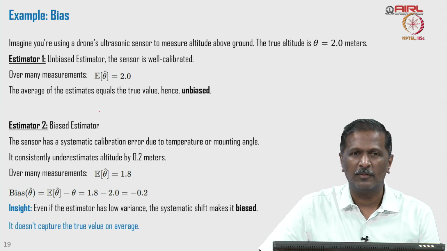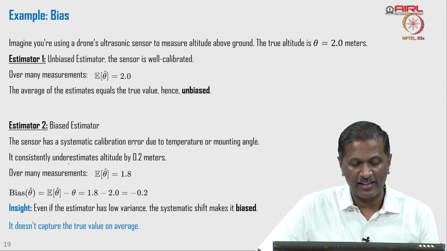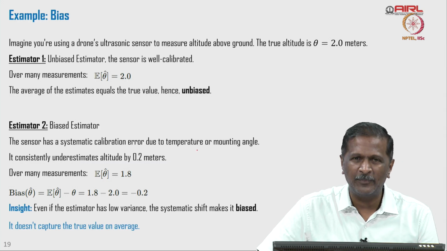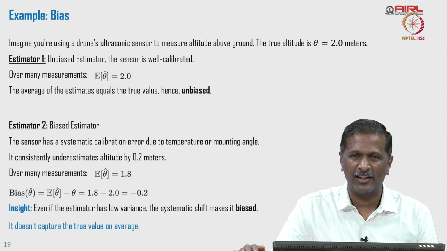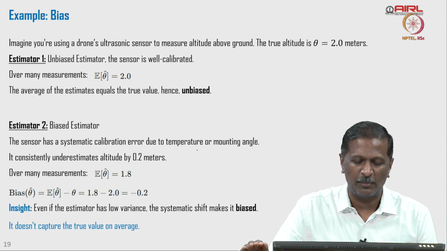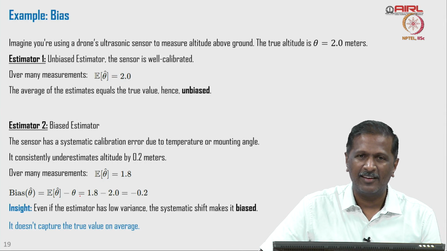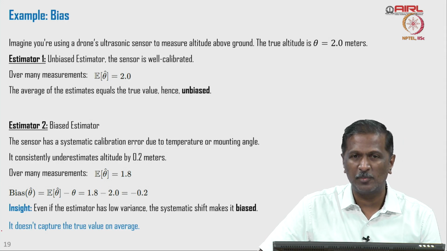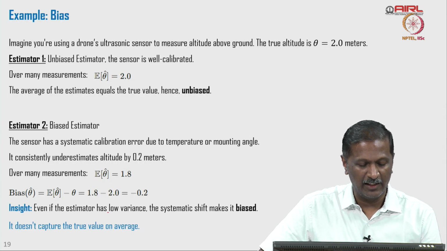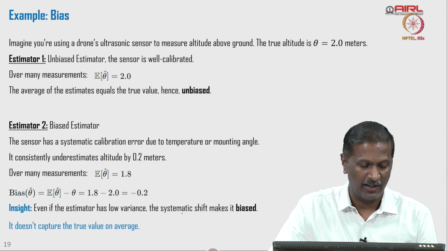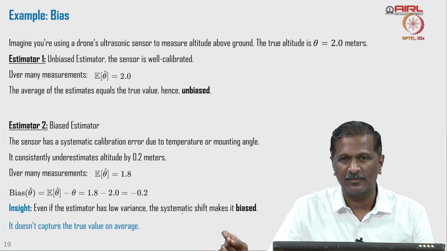There is an estimator 2, which is a biased estimator, meaning the sensor has a systematic calibration error. It could be due to mounting. You are planning to mount the ultrasonic sensor, but it is tilted for some reason. Because of that there is an error of 0.2. Then your expected measurement will be 1.8 meters, which means the bias is 0.2. Even if the estimator has a low variance, the systematic shift makes it biased. It does not capture the true value on average.